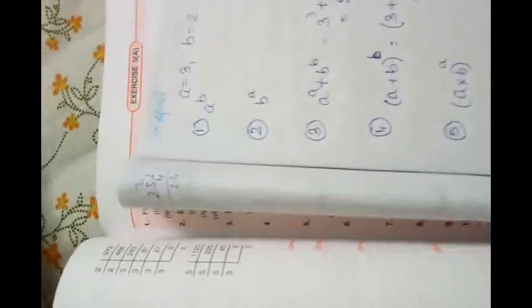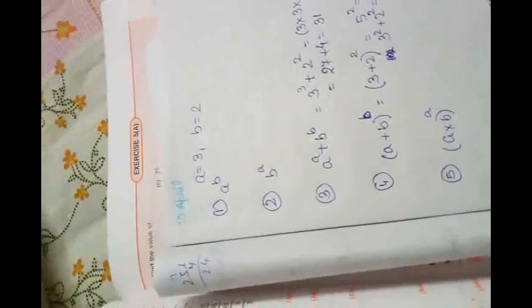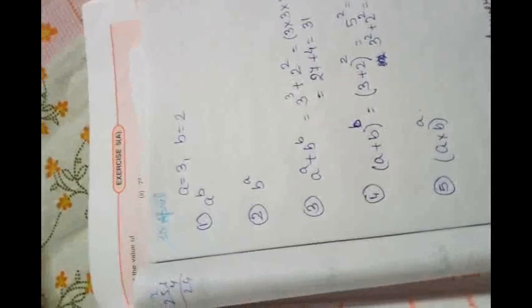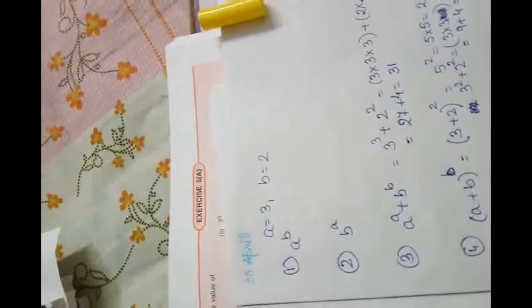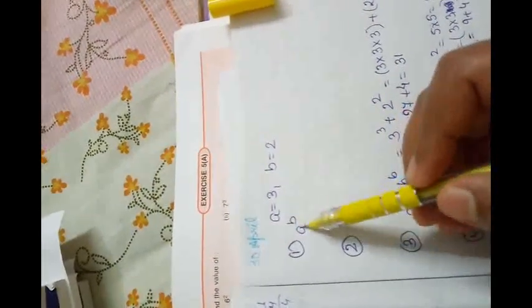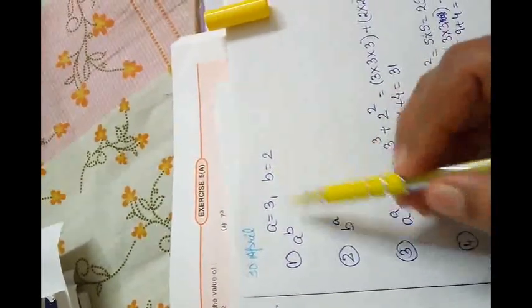Now, the next thing that we are going to discuss is, suppose we have a variable a whose value is 3 and another variable b whose value is 2. Now, I want to find out the value of a to the power b or b to the power a and so on. Whenever I have questions like this, it is a simple thing. We will just substitute each variable with its given value.